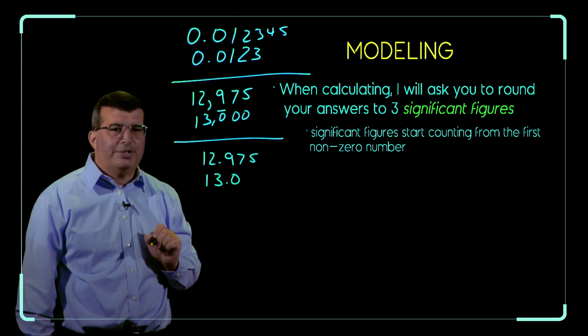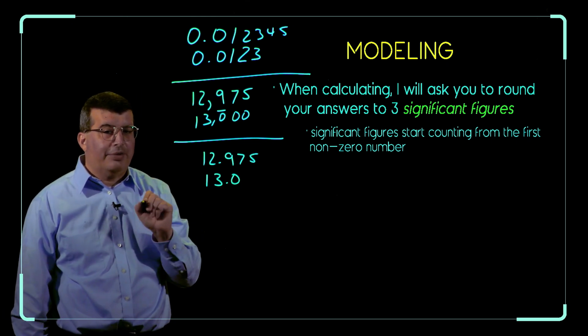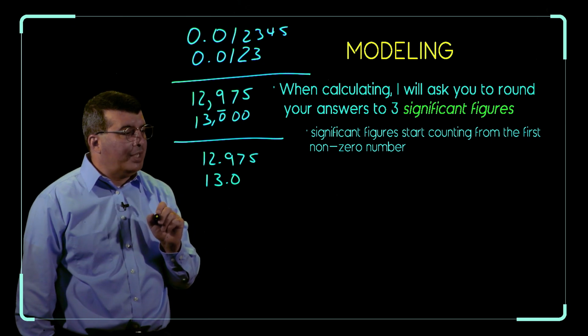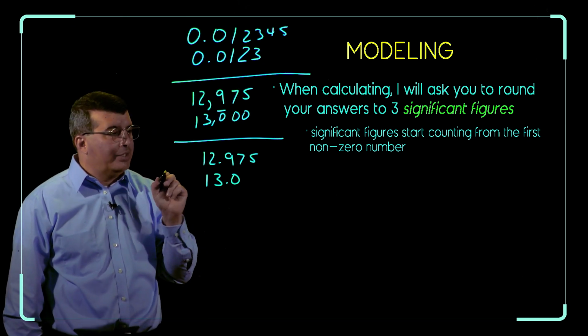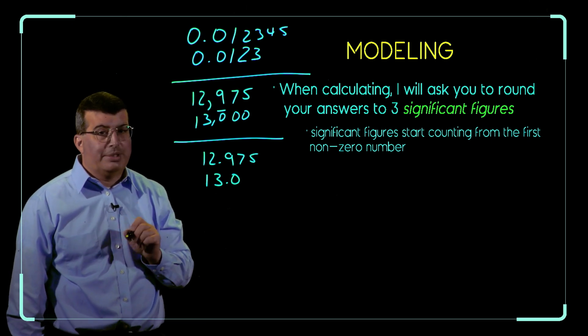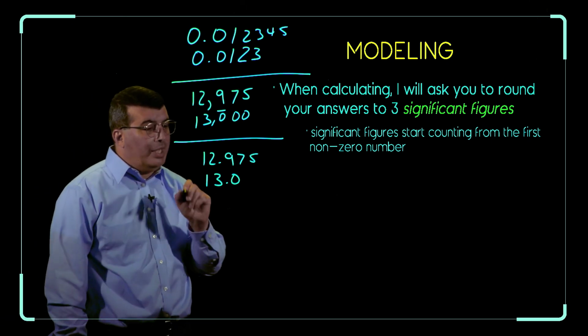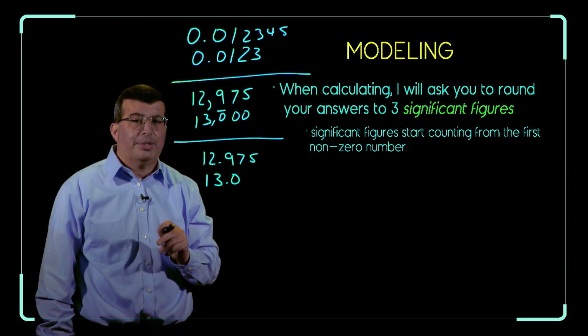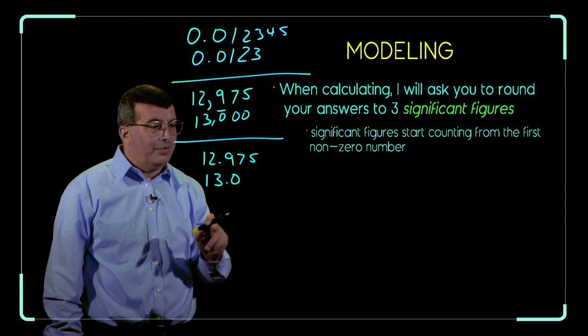This is a significant 0, so I'm going to leave it. I'm going to have a 0 after the decimal place, and I don't have to write a bar because any 0 after the decimal place is assumed to be significant if you write it. So if you write a 0 after the decimal place, the assumption is that it is a significant 0.